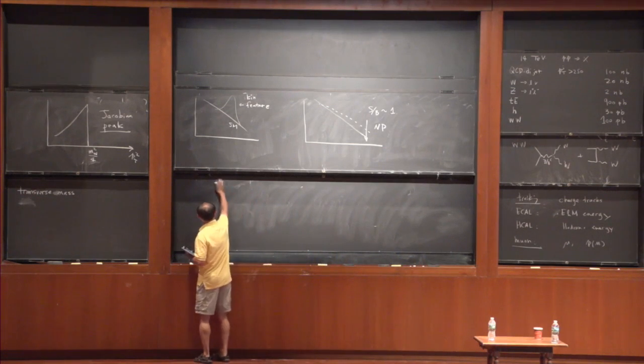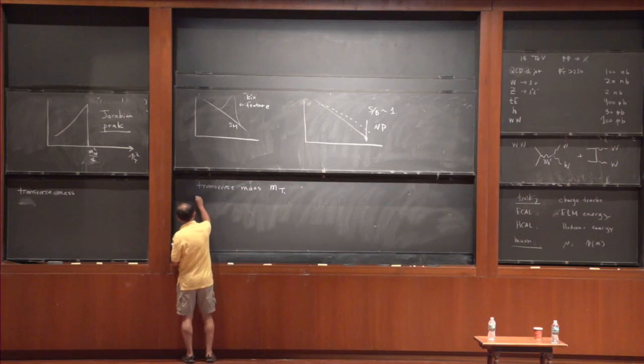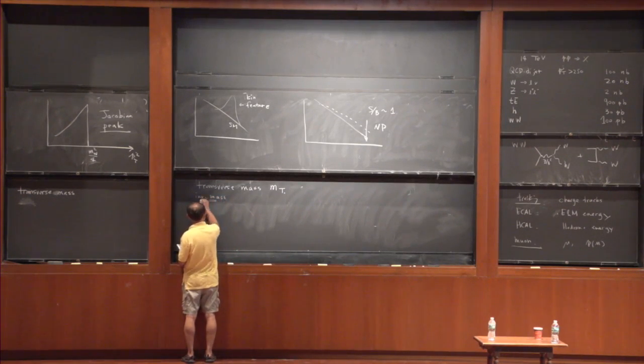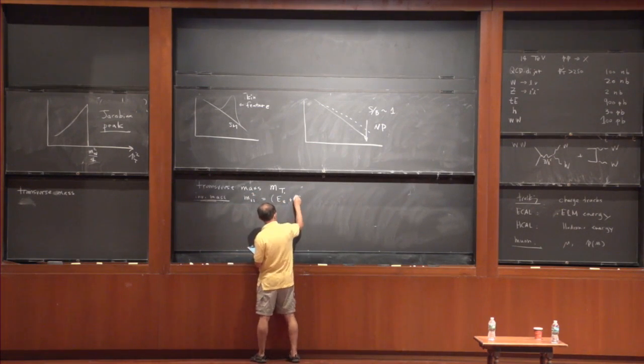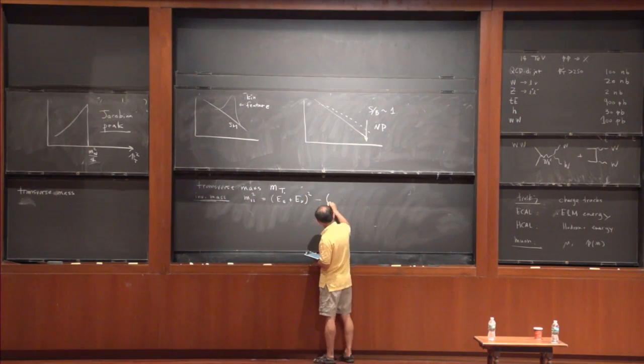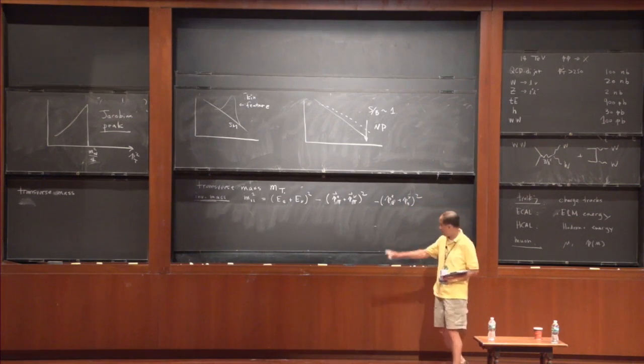So, transverse mass, MT. But first of all, invariant mass in this language is M12 squared, that is the energy of the electron plus the energy of the neutrino, squared, minus the PT of the electron plus the PT of the neutrino, squared, minus the PZ of the electron plus the PZ of the neutrino, squared. Okay, that's the invariant mass. I wrote it out.